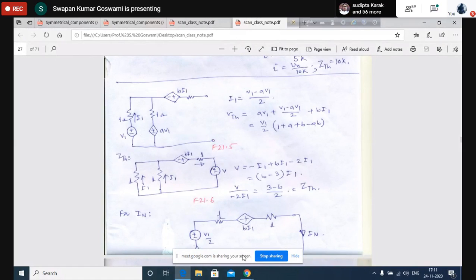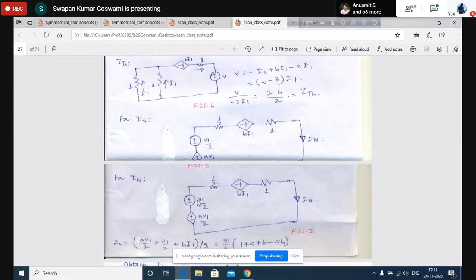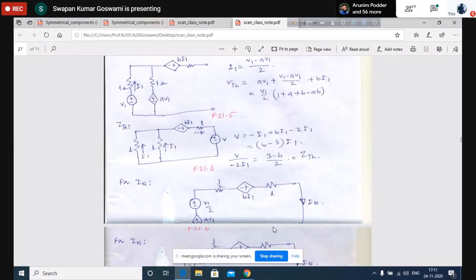You can calculate this current by writing a loop equation here, or what has been done here is that by using source conversion, we have converted the circuit into this form. Now, is this conversion clear to you or not?